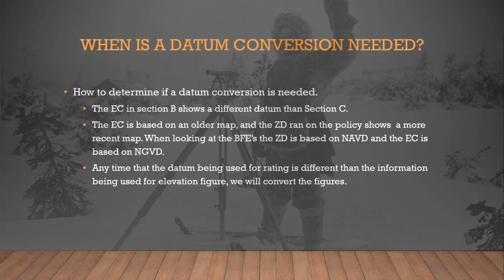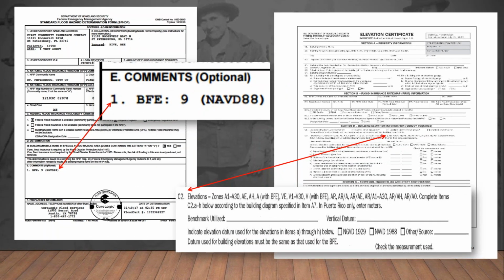So let me go ahead and go forward. Okay, and this is what I was talking about earlier. In this situation, as you can see, we have a copy of our zone determination, or our ZD, on the side here. And as you can see, it shows that our BFE is 9, and it's in the datum of NAVD 88. If you can see that on the elevation certificate.